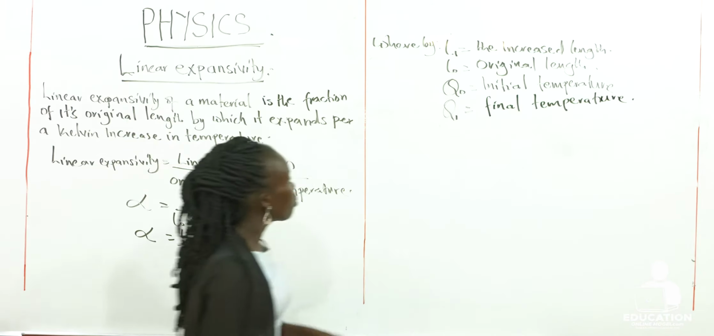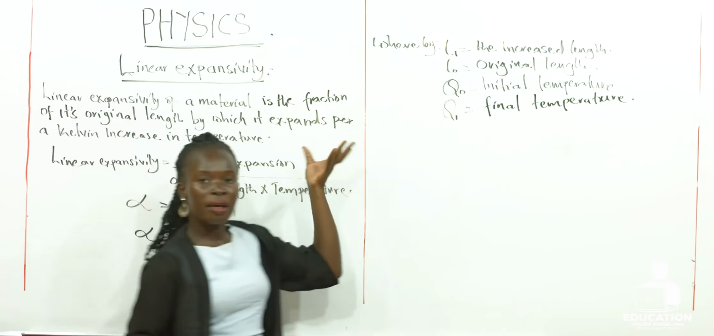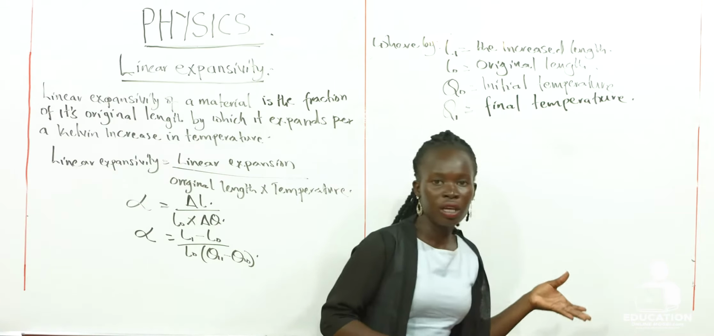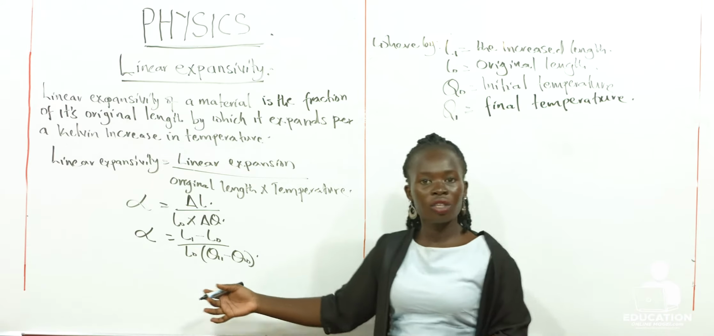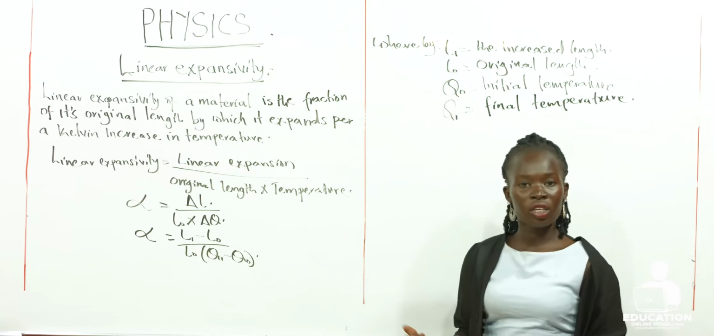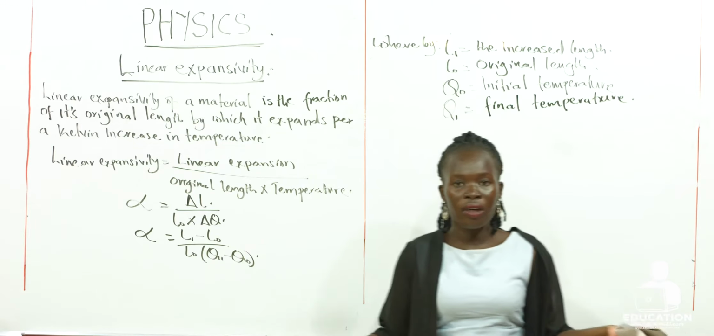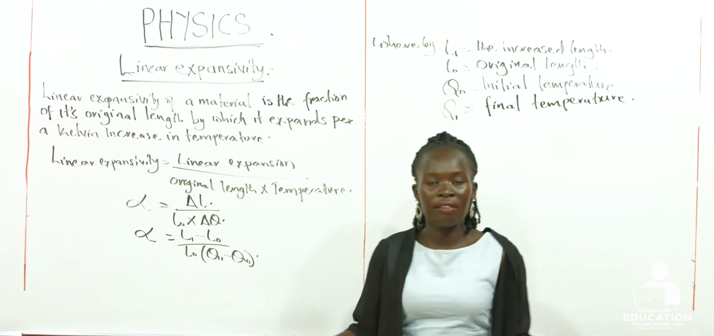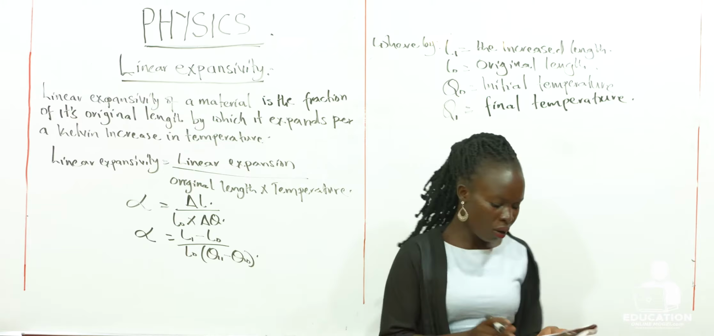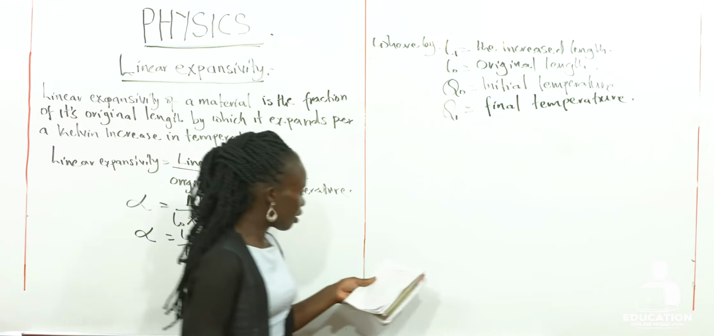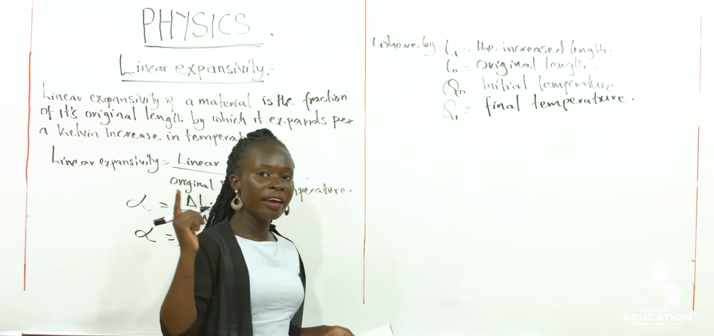So if you now know these ones like that, after them giving us a question, how shall we interpret the question into this? How shall we know that in the question actually we have the initial temperature? How can we know that the figure being given is the original length? So by that, let's look at this example. But before we go to the example, remember there is always an SI unit.